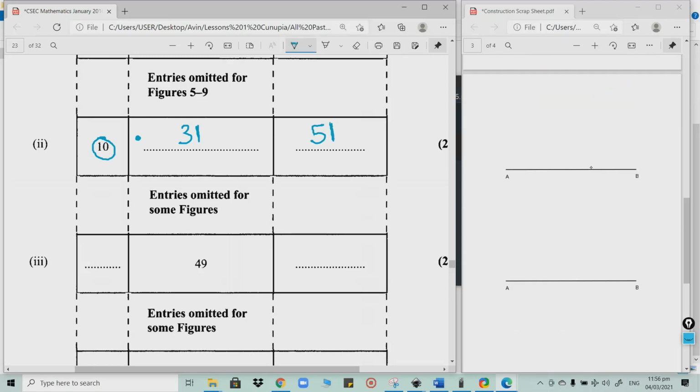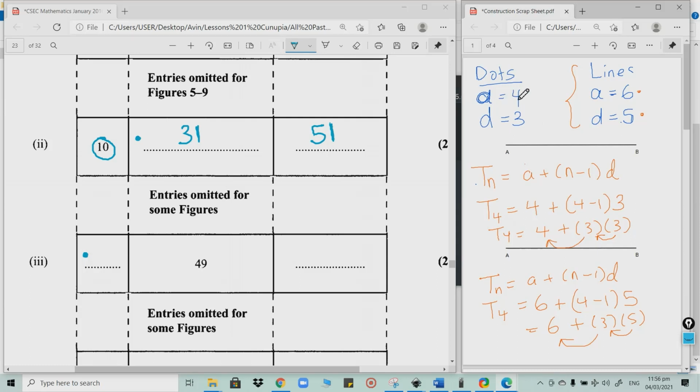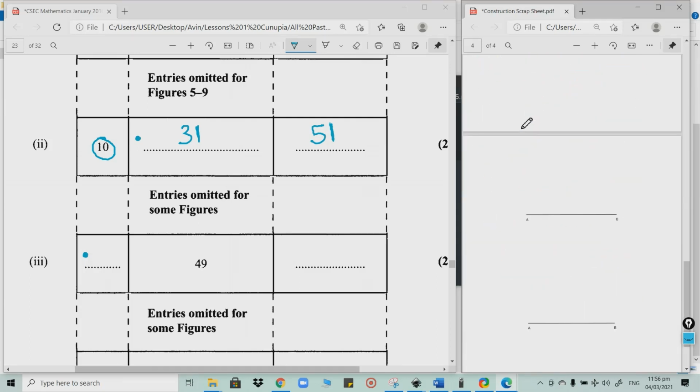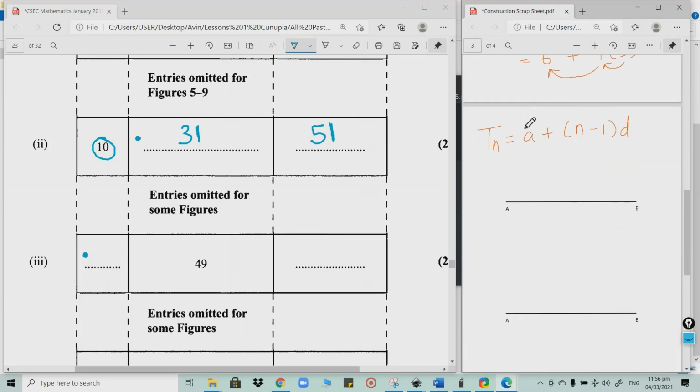We need to figure out this here. So let's write it back. Tn is equal to A plus n minus 1 by D. For the first one, A is 4, D is 3. So we know A is 4, n minus 1, and D is 3.